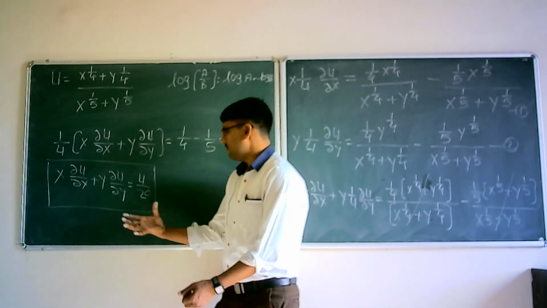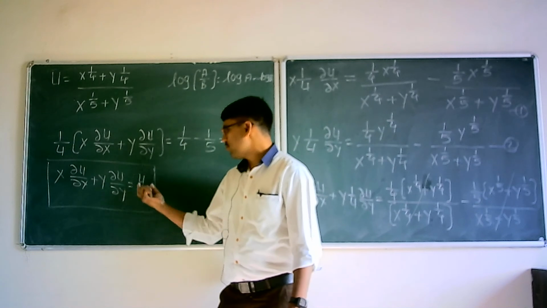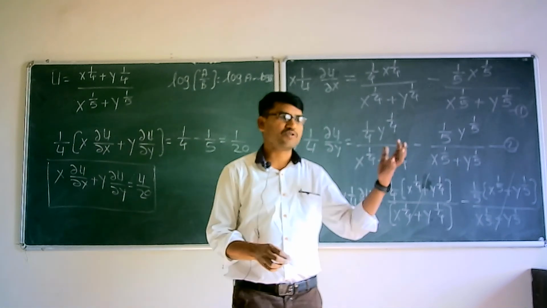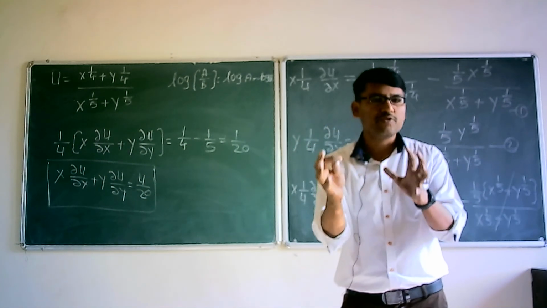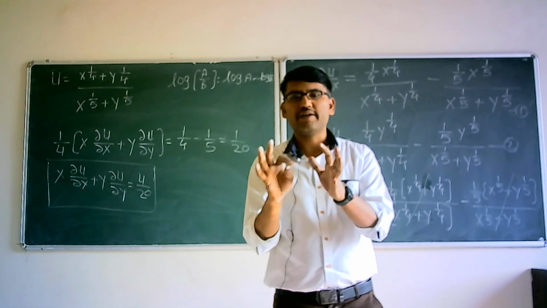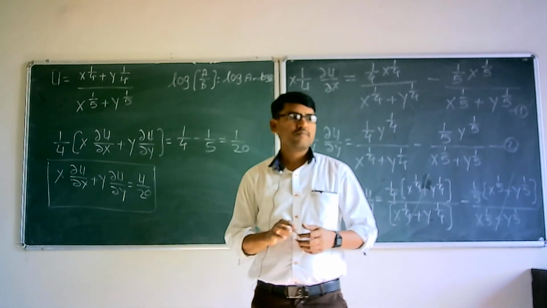We find the value of LHS. LHS is equal to u by 20, and also by using Euler theorem, it is equal to n u, which means u divided by 20. So here Euler theorem is verified.